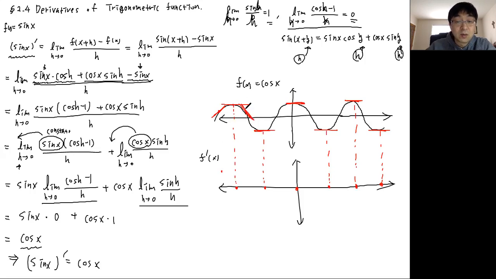Here the slope is negative, below the x-axis. Here it is positive again. You can connect these points, so we have a graph like this. For f of x equals cosine of x, the derivative graph is exactly the same as negative sine of x.